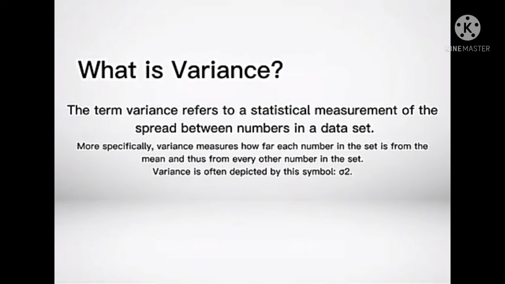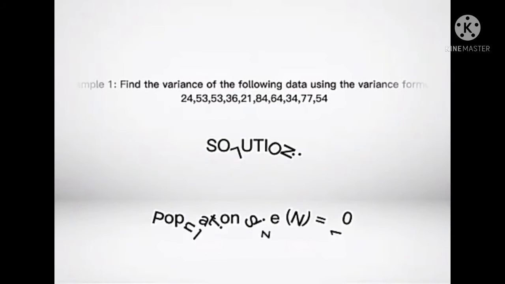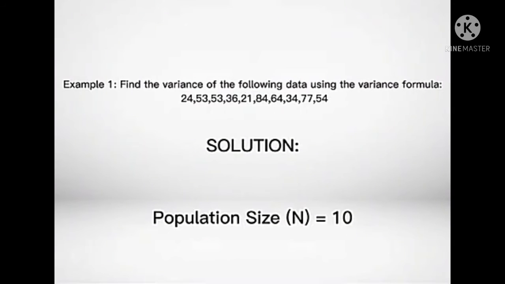What is variance? The term variance refers to a statistical measurement of the spread between numbers in a dataset. Sample 1. Find the variance of the following data using the variance formula.